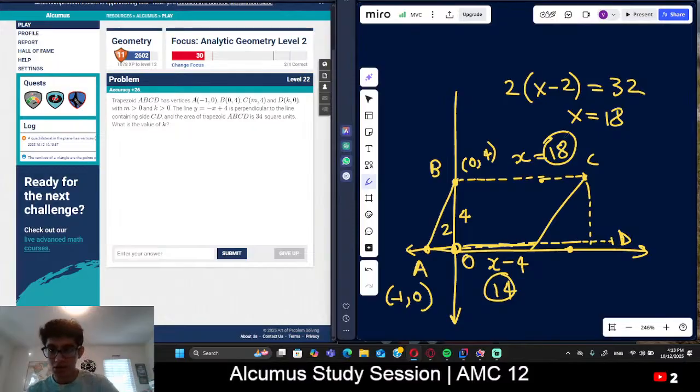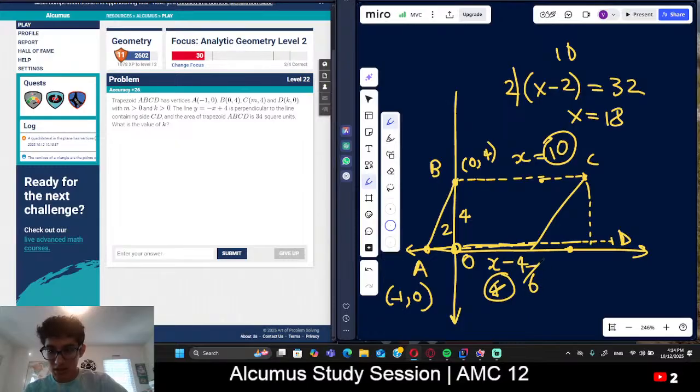Oh no, sorry, sorry. It should not be the case. It should be 4. So 8, 10. X equals 10. Let's try that. If this is 10, then what is this going to be? So this is going to be 10 and this is going to be 6. Right? 6 and 10, they add up to 16. You multiply 16 by 4 over 2. So that gives you 32 plus 2, 34. So this seems correct. What is the value of k?